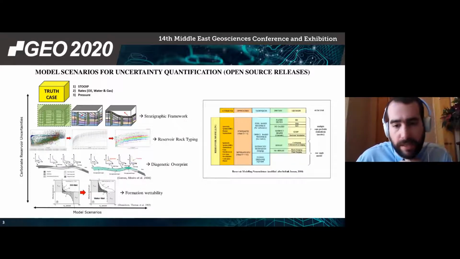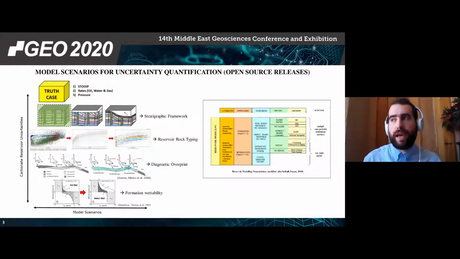The slides here, I'm just going to comment here. So to start off with, on the left-hand side, we'll start off with this truth case, this yellow box, which is for me to create this very high-resolution truth case depicting a carbonate reservoir formation that I'll talk about in the next slide, and then from there acquire a unique STOIP. From the STOIP, I can then produce this in a reservoir simulation model, sector of that, produce its rates, oil, water, and gas, and pressure.